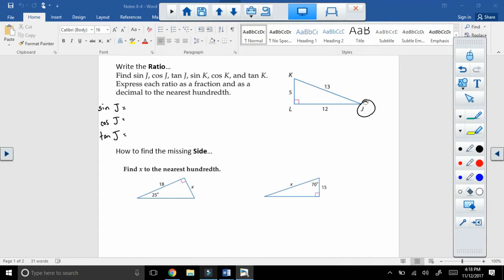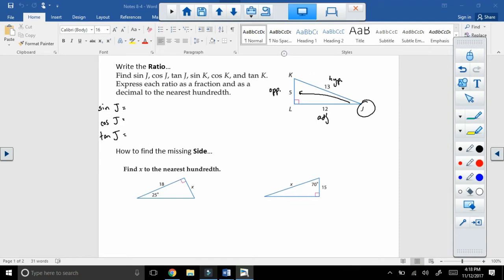So the leg that is opposite from this or straight across from this is 5. That's my opposite. My adjacent leg is 12. And the hypotenuse is 13. And sometimes students have a question. They say, well, 13 is adjacent to J also. And that's true. It's just not the adjacent leg. I know sometimes we just kind of abbreviate and say adjacent, but that's not what we're referring to.